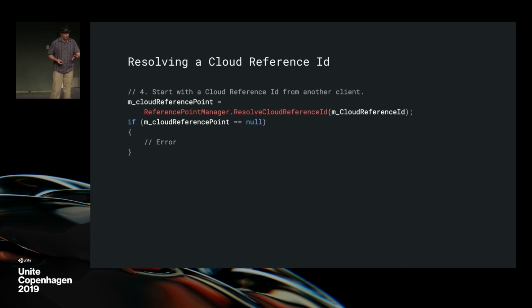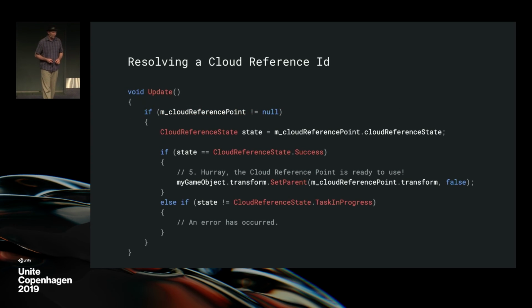I'm going to take just half a second to point out here that this is the reference point manager, and we're using C# extensions to define these new methods that don't otherwise exist. That's why it looks like it's just a natural part of the reference point manager. Okay, so you've got your resolved point, and now you just wait, just as we did before, until it hits state success and you're ready to go.